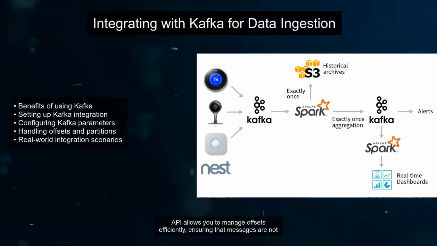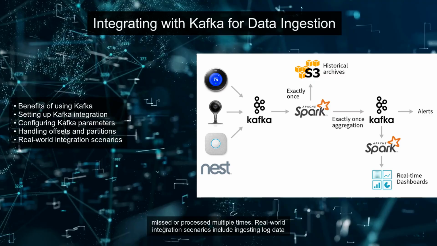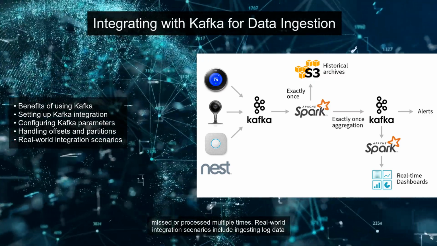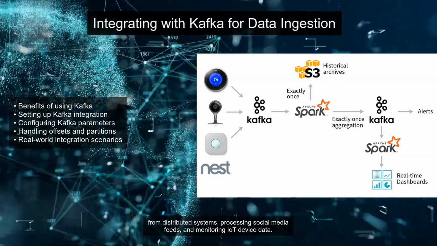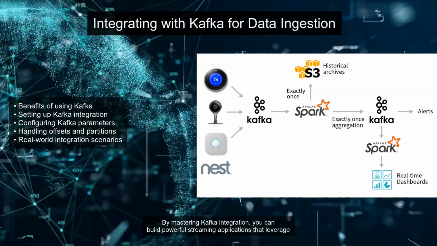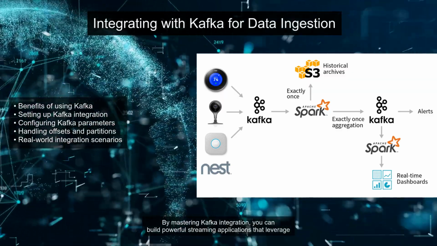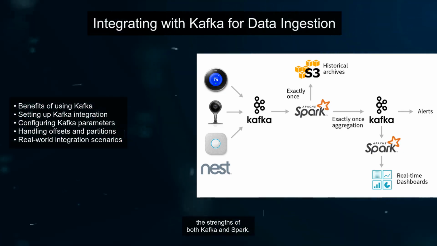Kafka's Consumer API allows you to manage offsets efficiently, ensuring that messages are not missed or processed multiple times. Real-world integration scenarios include ingesting log data from distributed systems, processing social media feeds, and monitoring IoT device data. By mastering Kafka integration, you can build powerful streaming applications that leverage the strengths of both Kafka and Spark.